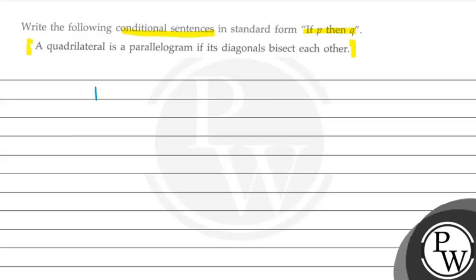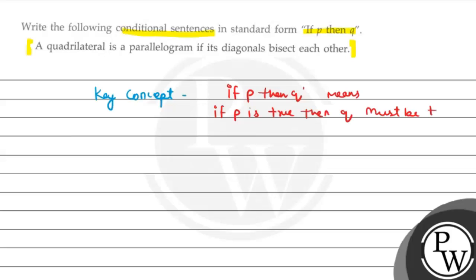Okay, so the key concept is, this question belongs to mathematical reasoning. If P then Q means if P is true then Q must be true. So we can say that P implies Q. अगर P true है तो Q भी क्या होगा? Q को भी true होना पड़ेगा.